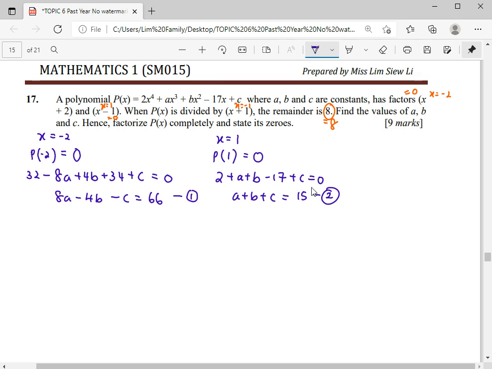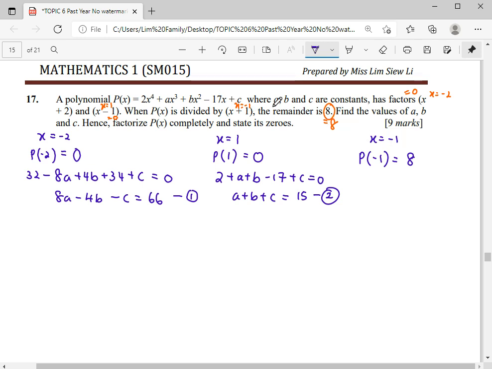Then the third information: when your polynomial is divided by x plus 1, so your x here is negative 1, you get a remainder of 8. So this is the remainder theorem, meaning when you substitute negative 1 into our polynomial, it will equal 8. So actually a polynomial is like a function. When we study functions, we have linear, quadratic, cubic, power 4, and so on. So actually a polynomial is a sub-function there, from chapter 5.